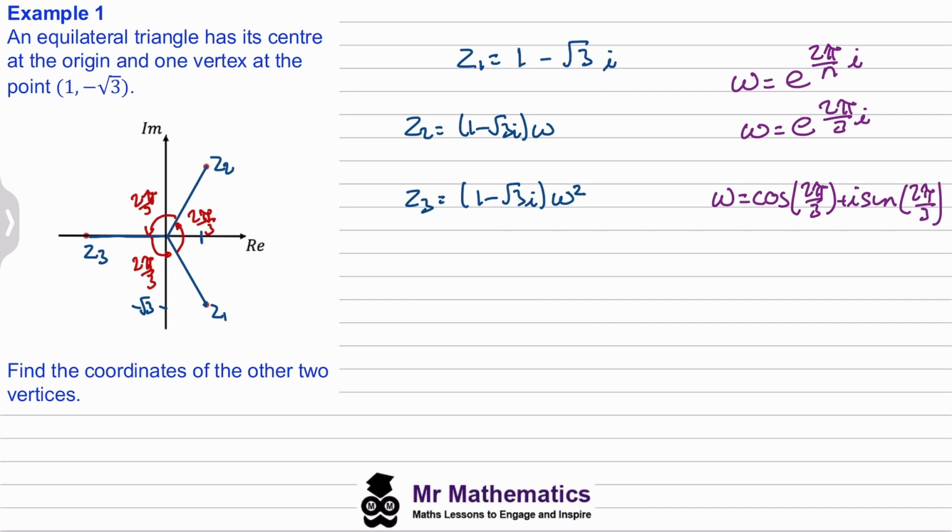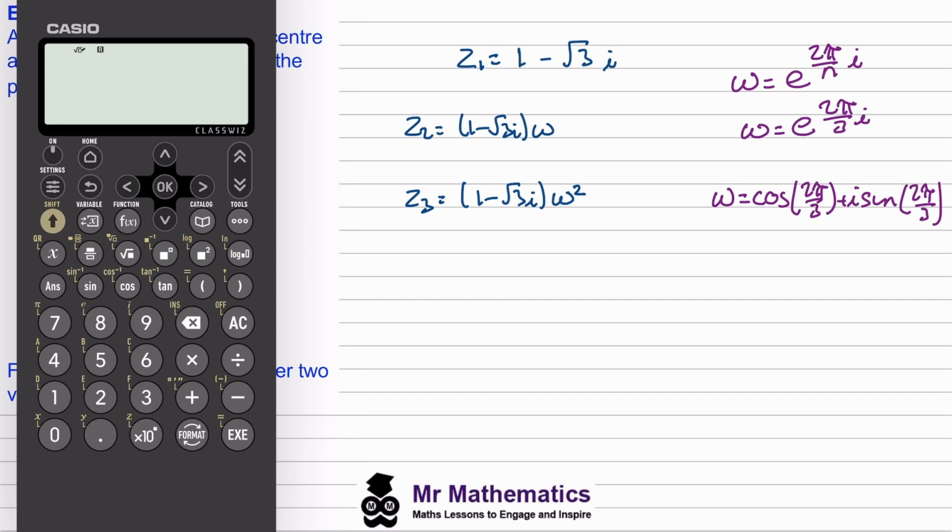So if we go to our calculators, we need to select complex form, and then we'll enter the cos of 2 pi over 3 plus i sine of 2 pi over 3. Now to make this easier to calculate with, I'm going to store this as a variable. So if we execute that, and then choose variable, I'll store it as variable A.